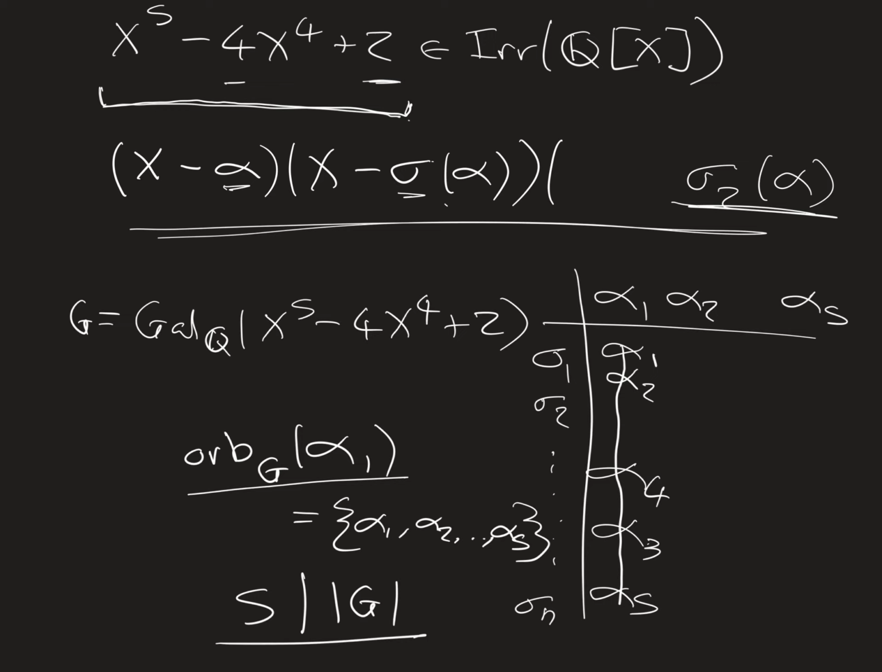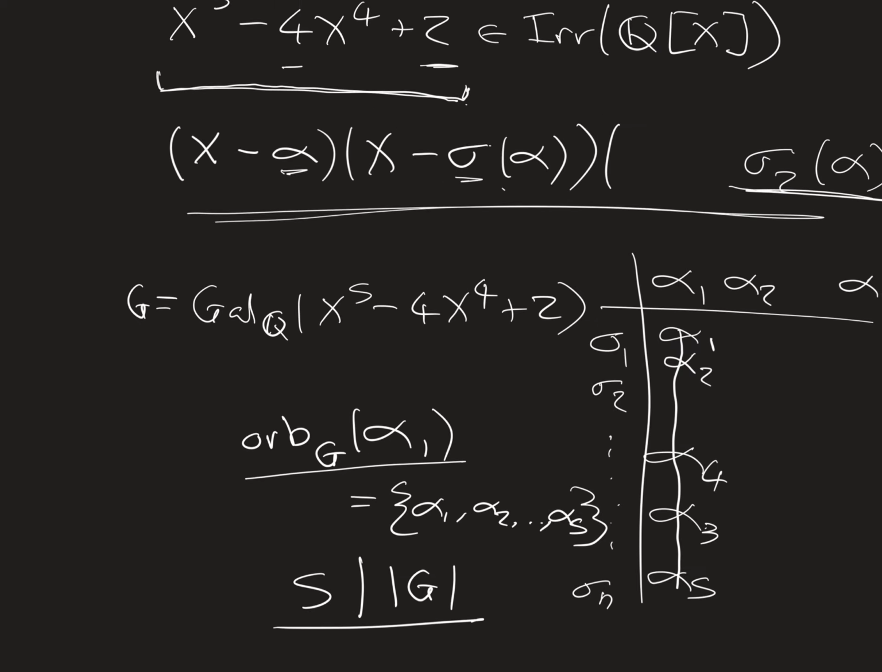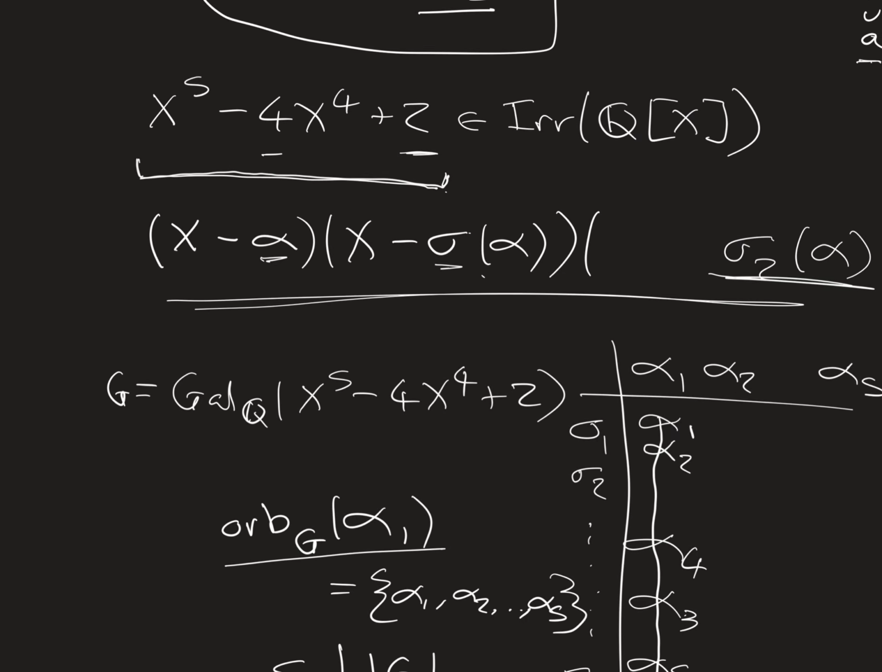Now we use Cauchy's theorem to say that therefore there must be an element of order 5 inside the group. Cauchy's theorem says that if you have a prime which divides the order of the group, then there is an element in the group of order equal to that prime. So 5 is a prime, it divides the cardinality of the Galois group of this polynomial. Therefore, by Cauchy's theorem, there is an element of order 5 inside this Galois group, which is a subgroup of S5.